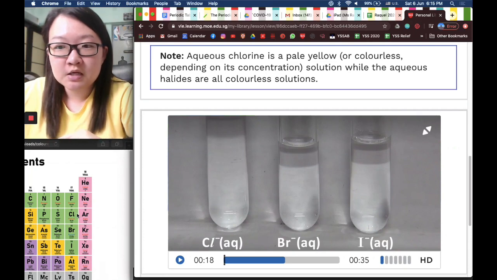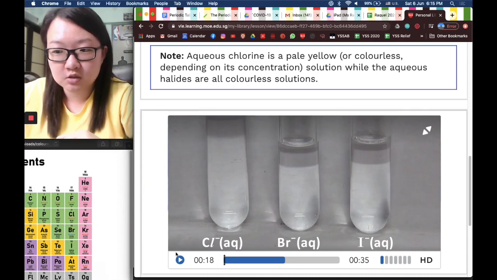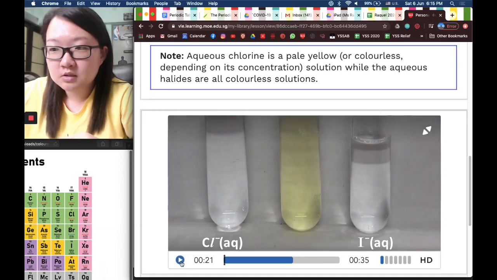Your chlorine being more reactive, it will displace bromine from the bromide solution, which is why you saw that, right? After that, you see that there's a color change. Yeah, there's a chemical reaction. The displacement reaction has already happened.